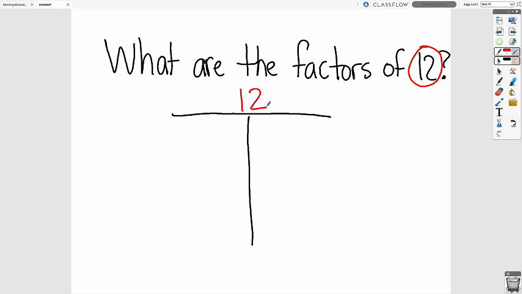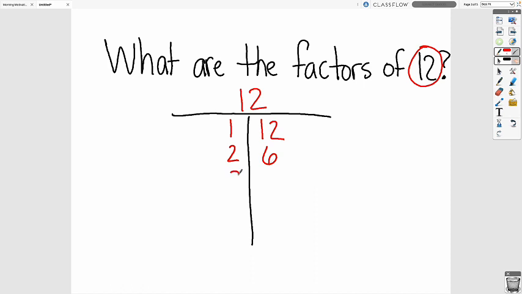Now, the easiest way for us to determine the factors is to start with the number 1. And we're just going to go in order and ask yourself, is there 1 times any number that will give you 12? And I know that 1 times 12 is 12. So I'm going to write 12 on the right side of the T. Then I'm going to go to 2. Ask yourself again, is there 2 times any other number that equals 12? If you do know your facts, we know that 2 times 6 is 12.